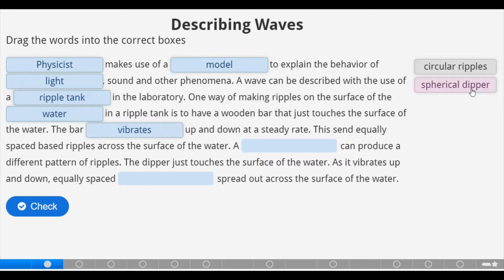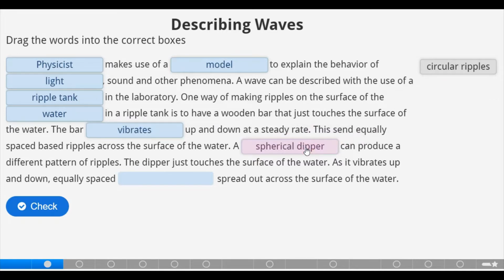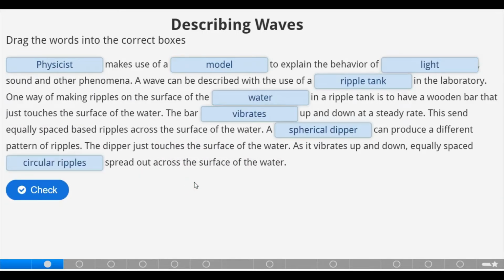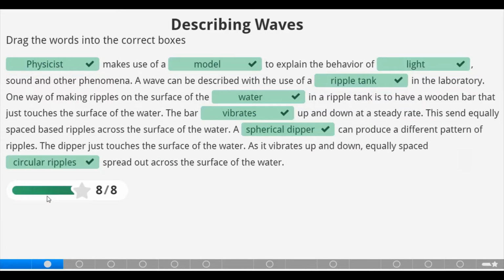A spherical dipper can produce a different pattern of ripples. The dipper just touches the surface of the water as it vibrates up and down, and equally spaced circular ripples spread across the surface of the water. So we check. That's all correct.